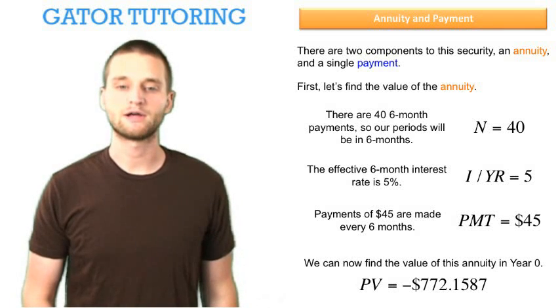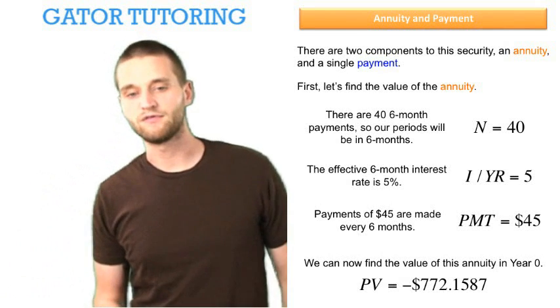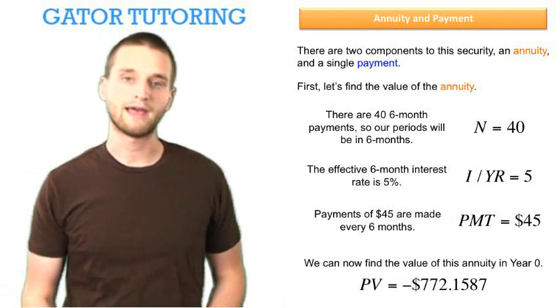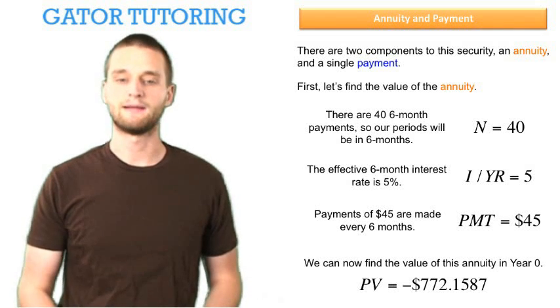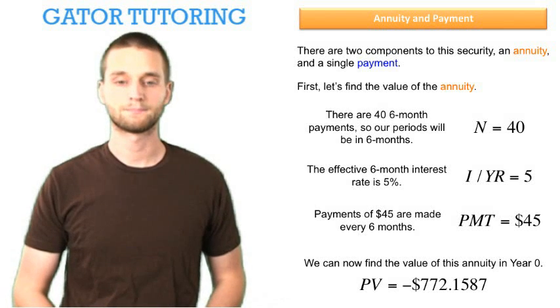We can now find the value of this annuity in year 0. And we find the present value, what we would be willing to pay for it, so it's a cash outflow, we see is $772.1587.